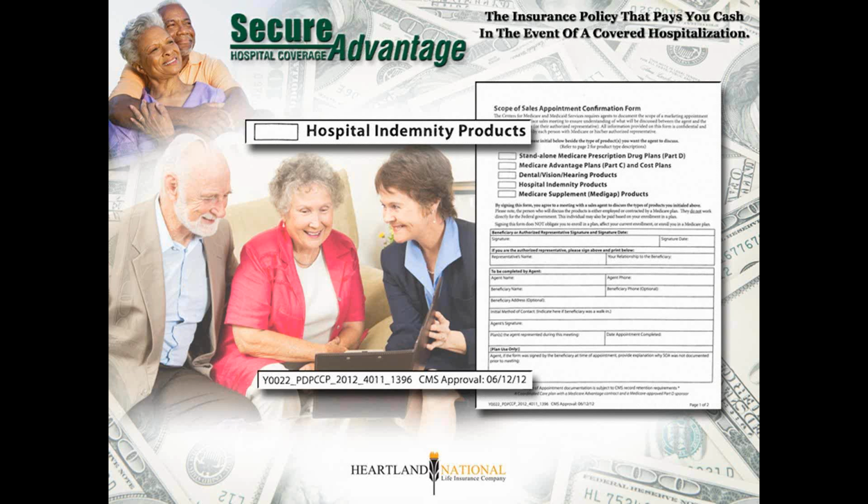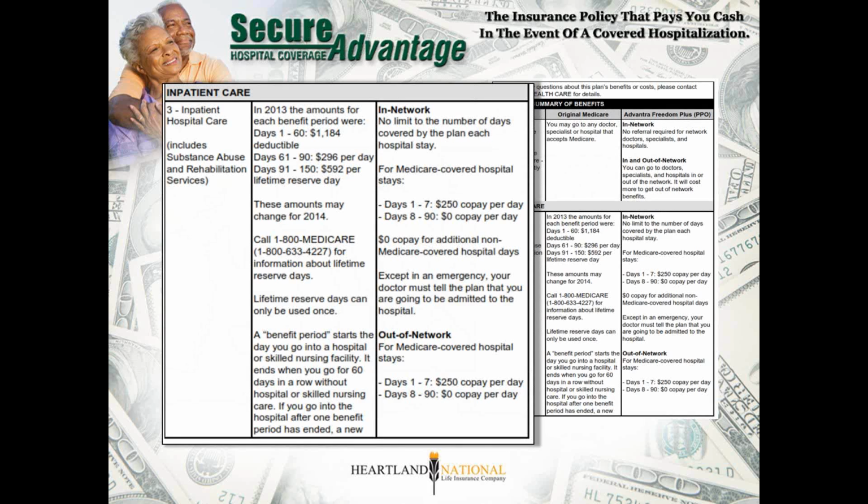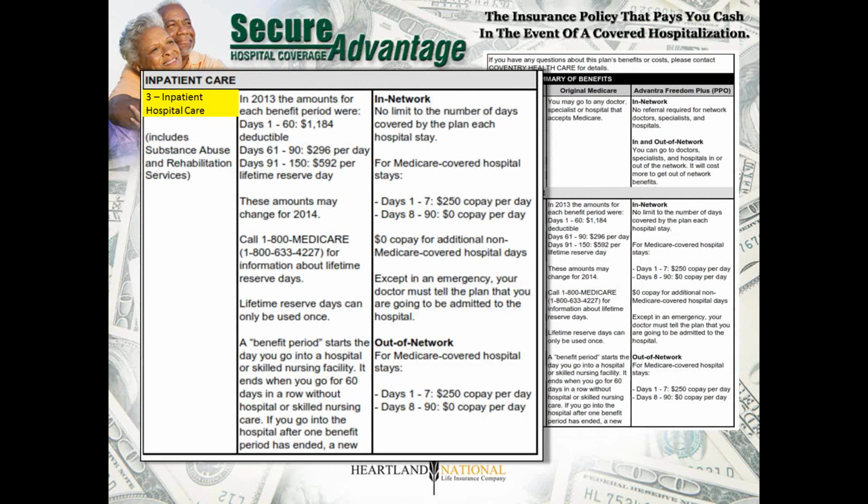So the first thing I do, guys, it doesn't matter if I'm showing a Coventry, a United Healthcare, a Humana, an Essence, any of the little sideline MA plans that are out there in different pockets of the country, they're all formatted identical. The first column on the left is your inpatient hospital care. So when you come to number 3 on any company's summary of benefits, it's going to say inpatient hospital care.